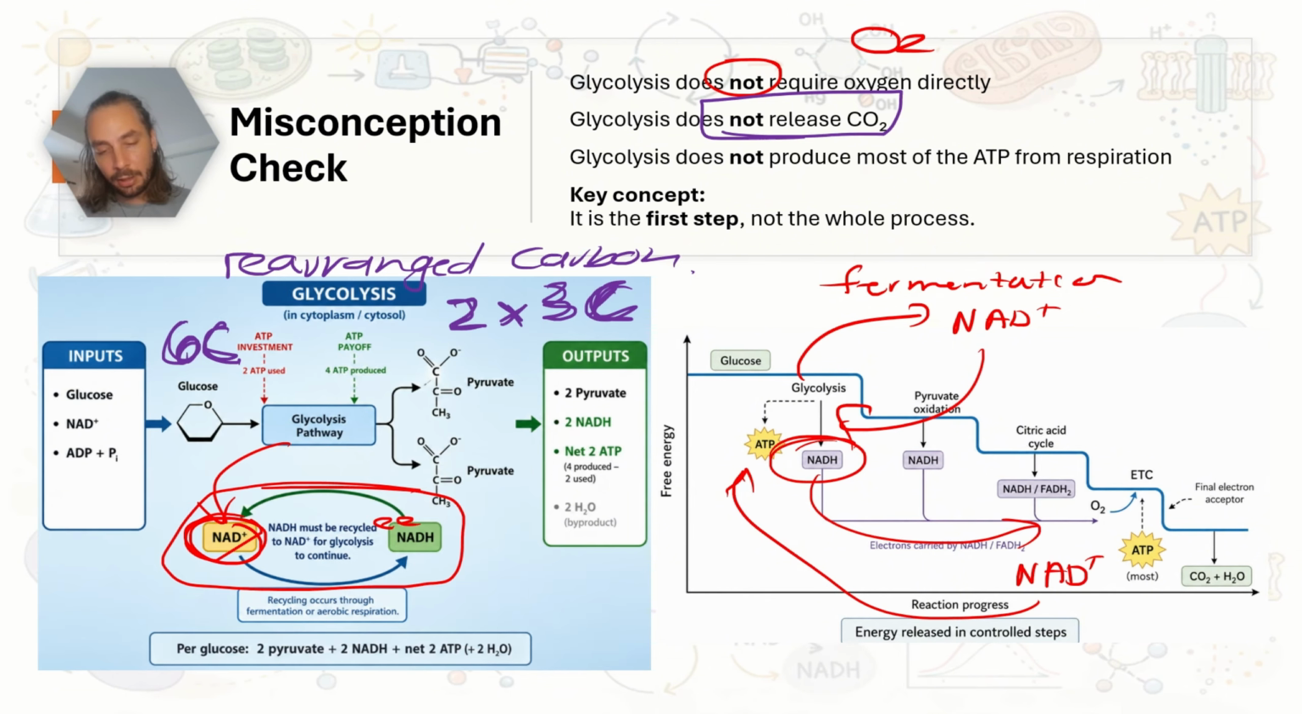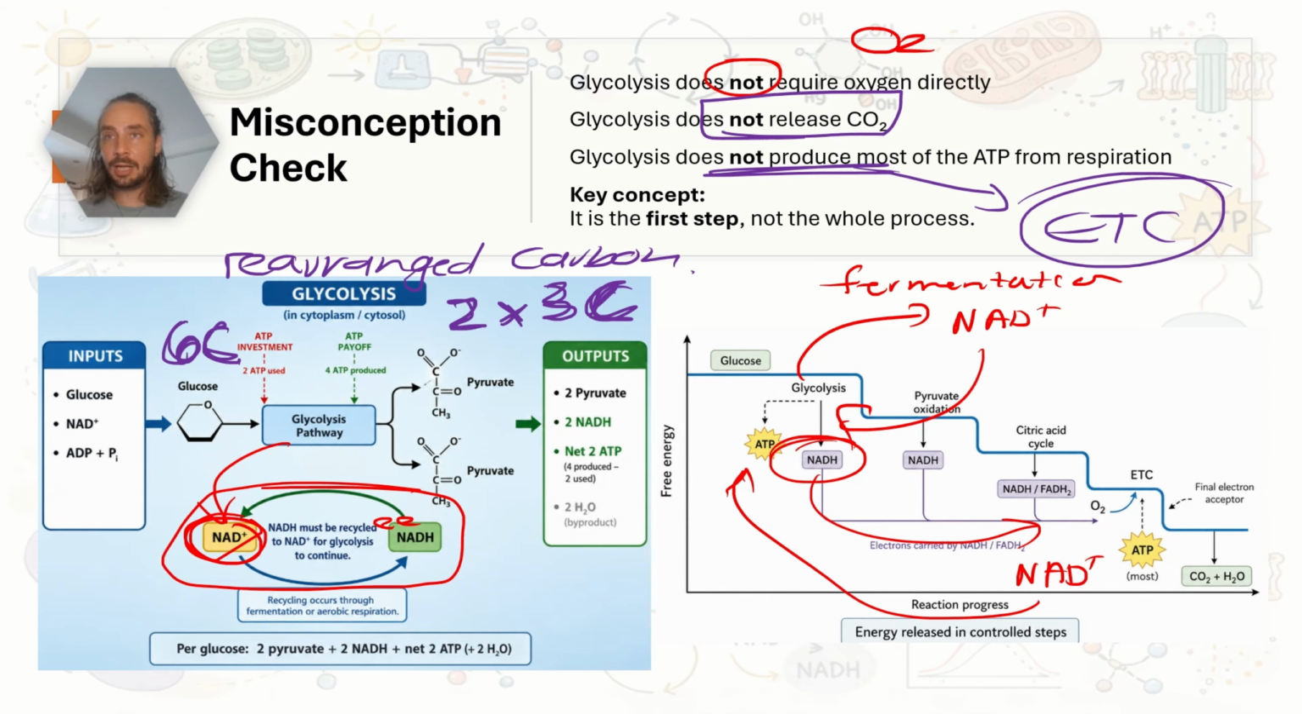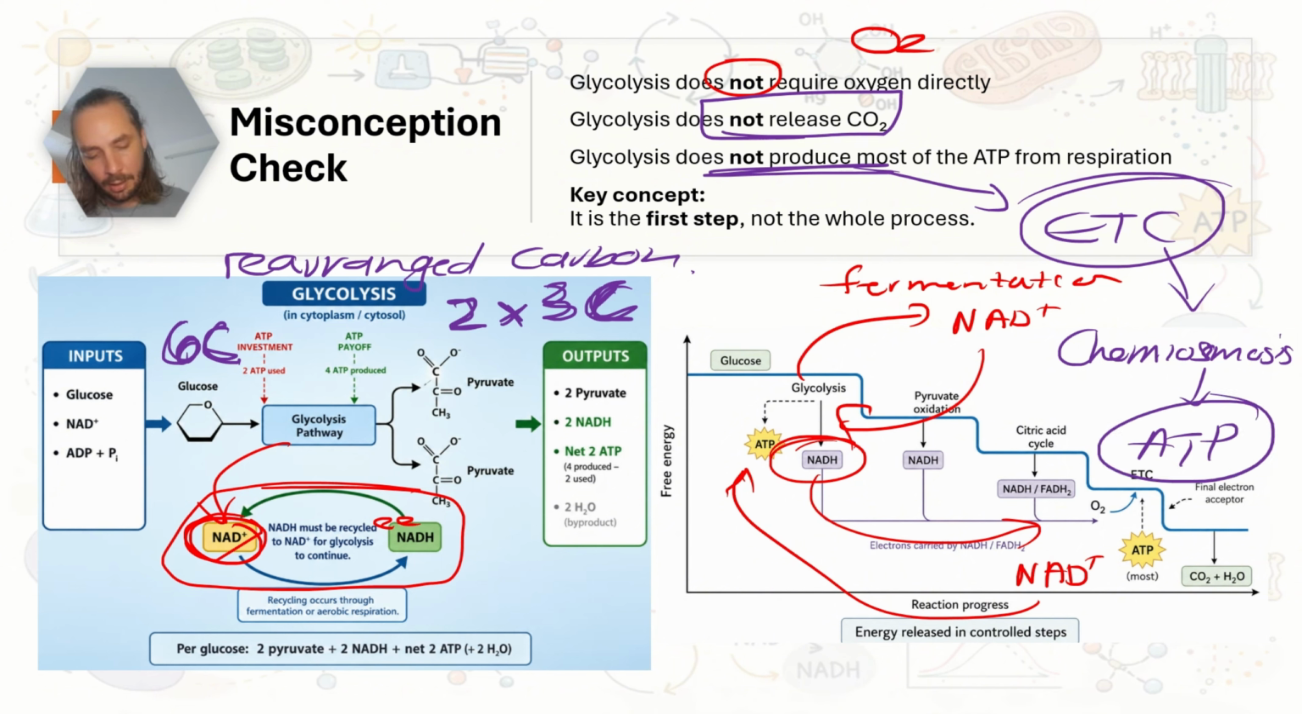And then glycolysis does not produce the most ATP. The most ATP from respiration comes from the electron transport chain that creates the gradient and then chemiosmosis. This is where most of the ATP comes from. Glycolysis creates very, very little ATP. It creates 2 net ATP. And glycolysis is not the entire process. It is only the first step.